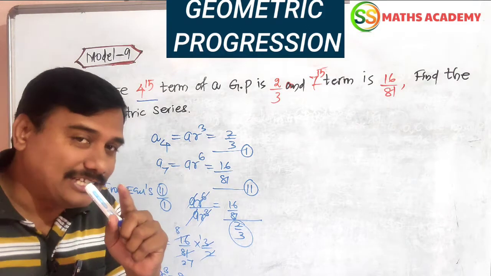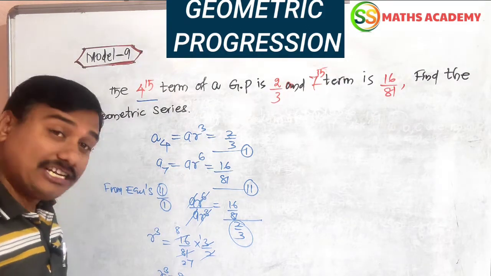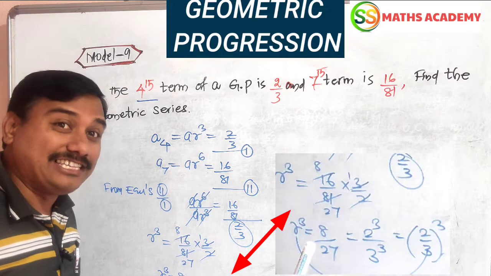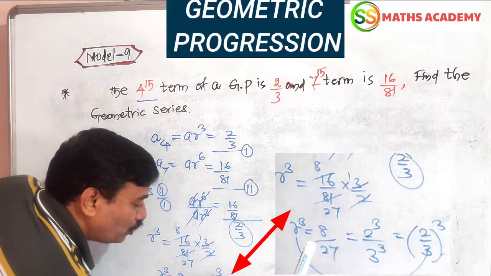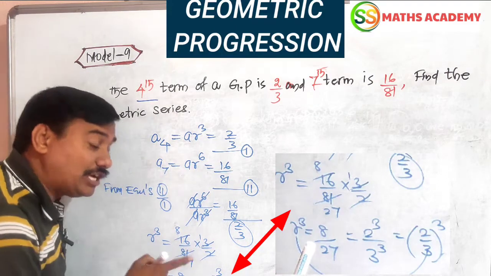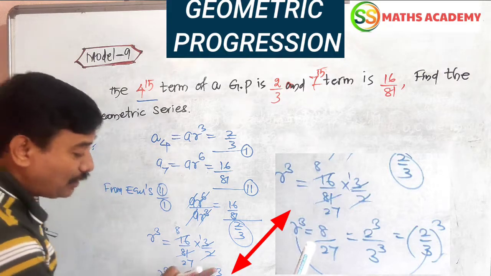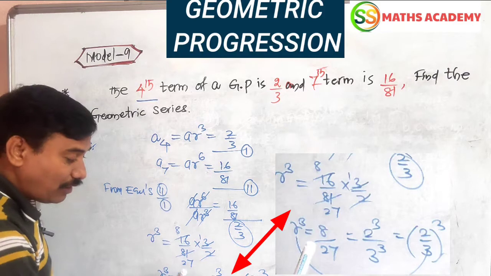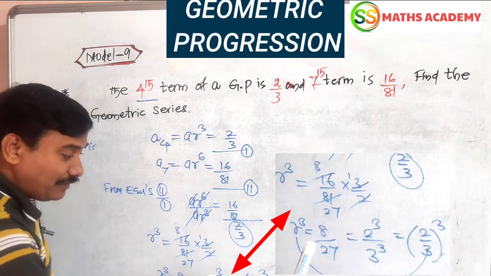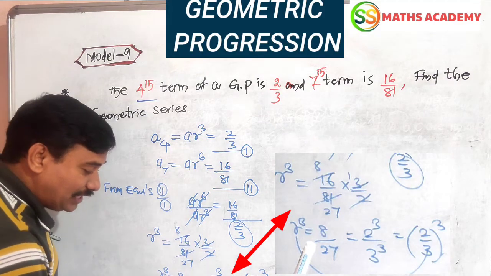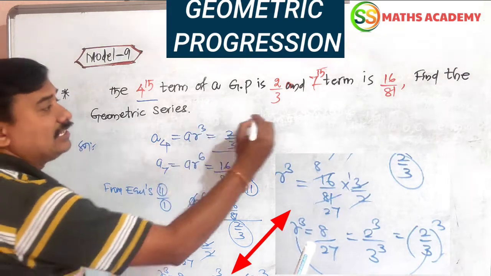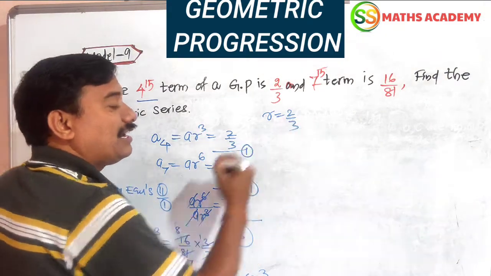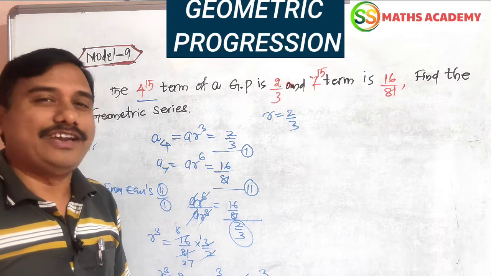Yes, your guess is correct. 8 can be written as 2 power 3, and 27 can be written as 3 cube. Very nice. So 2 cube by 3 cube, we write 8 by 27 in exponent form. When the powers are the same, we take the common power 3. The inside value is 2 by 3. When powers are equal, the bases should be equal. What is the base term? r. Then r equals what? r equals 2 by 3, friends. Then we are getting the r value.